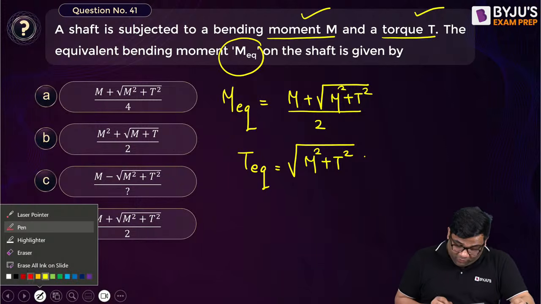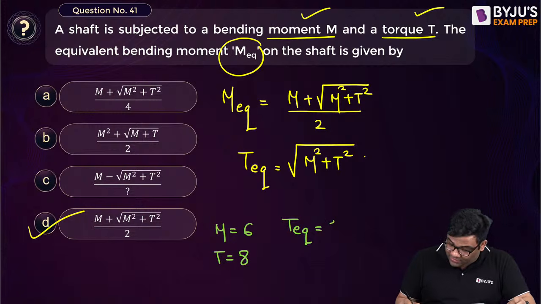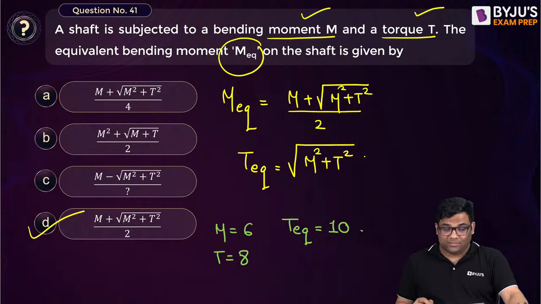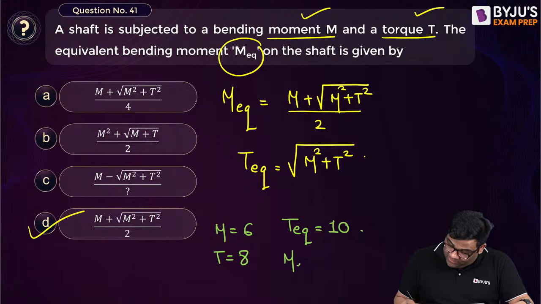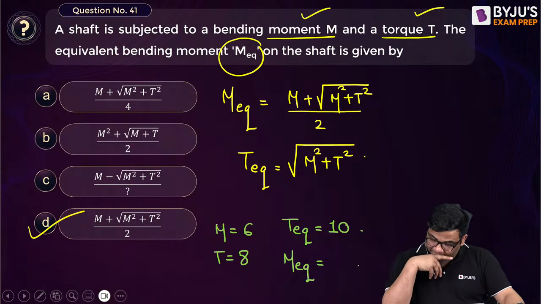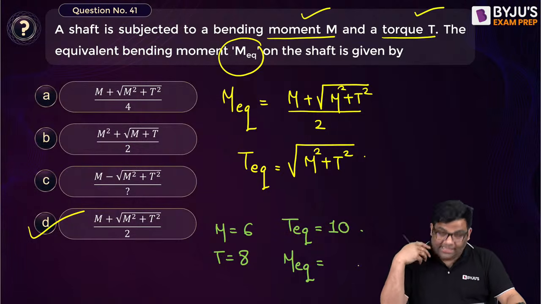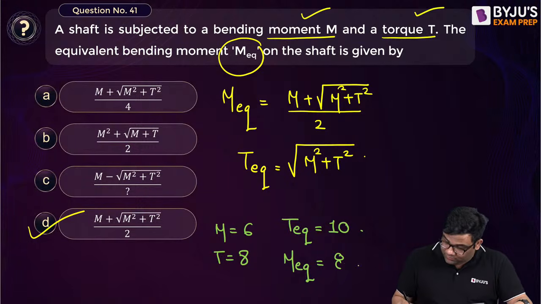Right? They can form numericals also. If they give you M equal to 6 and T equal to 8, can I say the equivalent torsional moment will be 10? Yes, and I can say the equivalent bending moment will be 10 plus 6, 8, right? Yes or no? The equivalent bending moment will be how much? Let me see. 10 plus 6, 8, right? Yes or no?